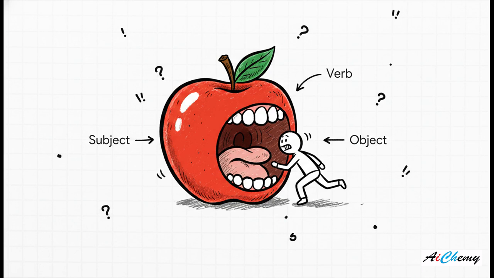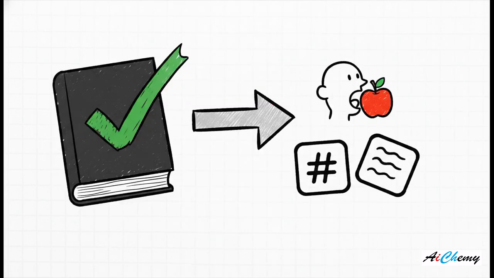Let's break it down, right? You've got a subject, the apple, a verb, ate, an object, John. All the pieces of the puzzle seem to be in the right spots. So yeah, it follows every single rule in the grammar book. But it's just nonsense, isn't it? The meaning is completely broken.